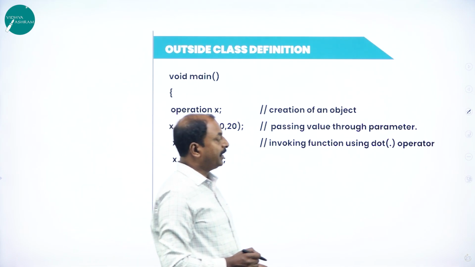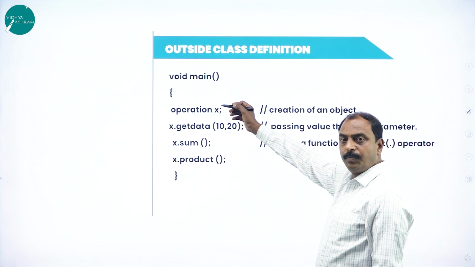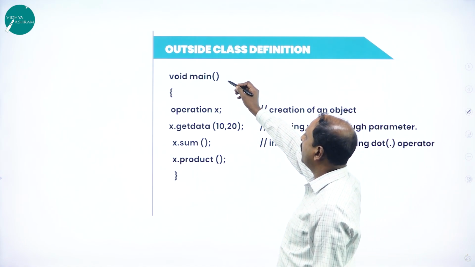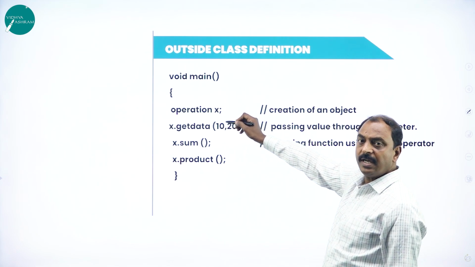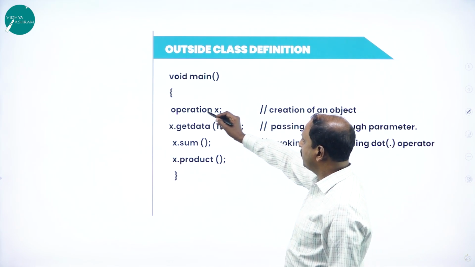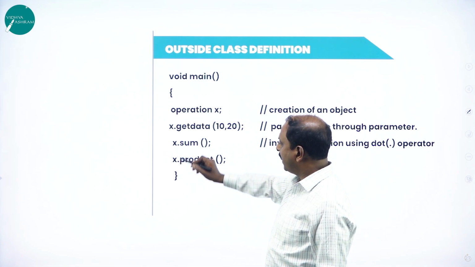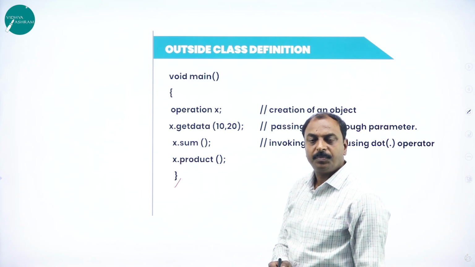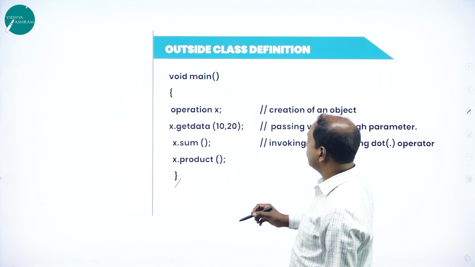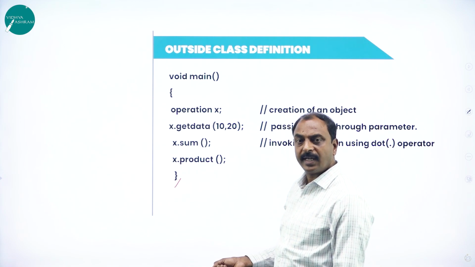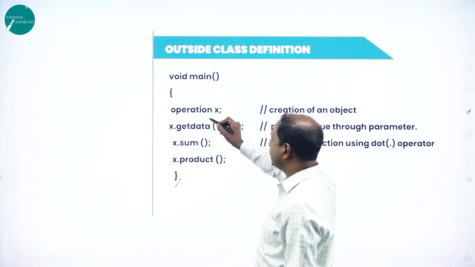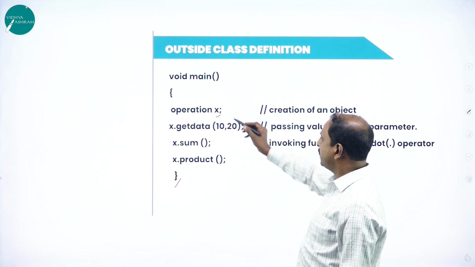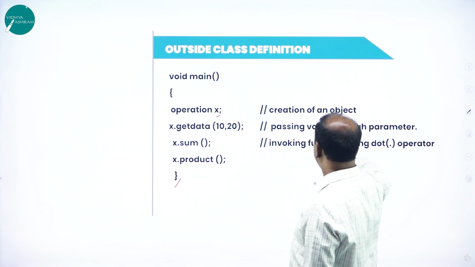Now, after completing the function definitions outside the class, next we have to proceed with void main. This is the main function to be defined. So here void main, open the bracket, and here void main ends. And as I told you, the first step is the declaration of an object, or creation of an object of a class. So here operation is the name of the class, space x. x is an object here, an identifier. So this is the creation of an object.